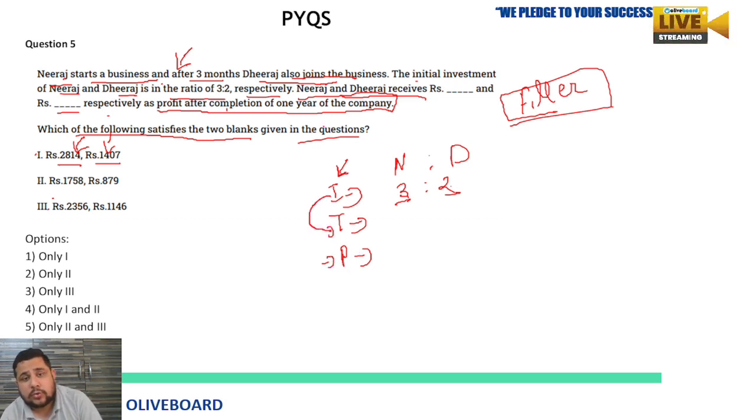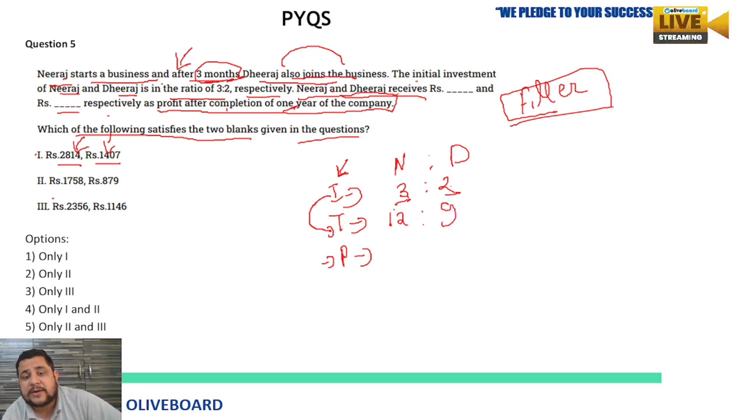Okay, so on the basis of that we can easily decide which value will satisfy the given blanks. Now see, Neeraj and Dheeraj receive this as a profit after completion of 1 year. So the time is also 1 year. Neeraj starts the business, so he will invest for 12 months, while Dheeraj joins the business after 3 months. Remember this. So he invested for 9 months.